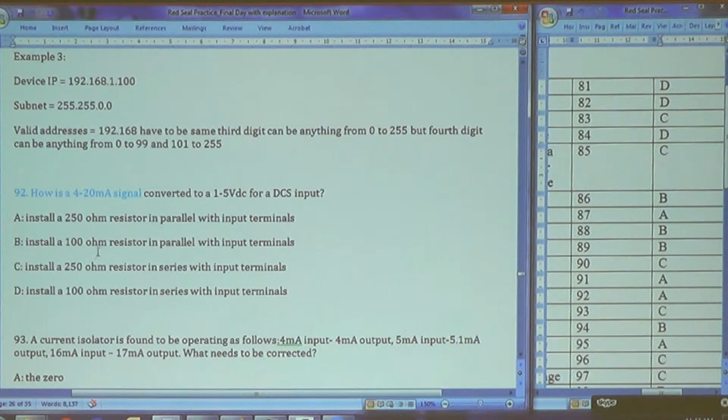Install a 250 ohm resistor in series with input terminal. Why would you do a series? You have to take the voltage. So voltage has to be in parallel. So input terminal is connected in parallel to 250 ohm. That's why you get the voltage. If it's in series, you would never get the voltage.